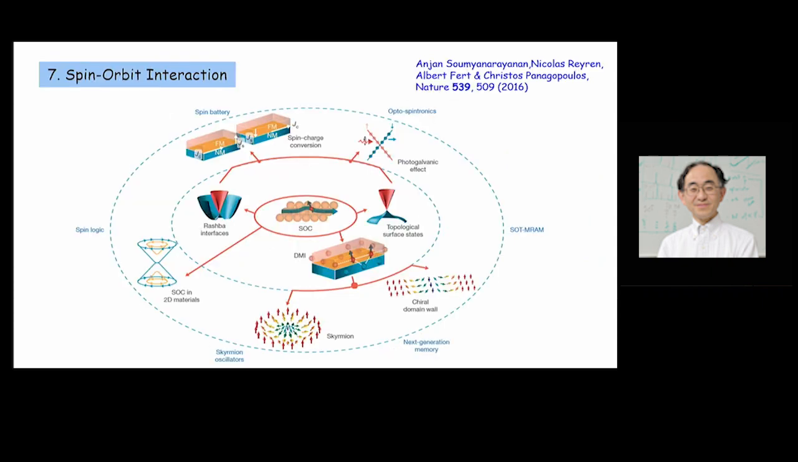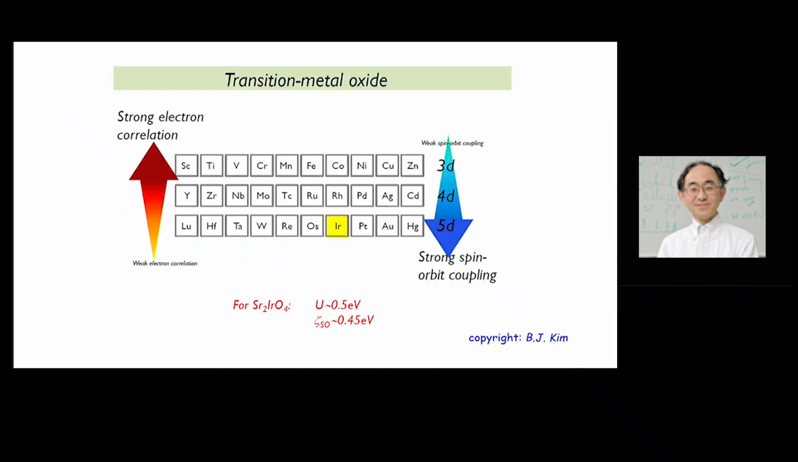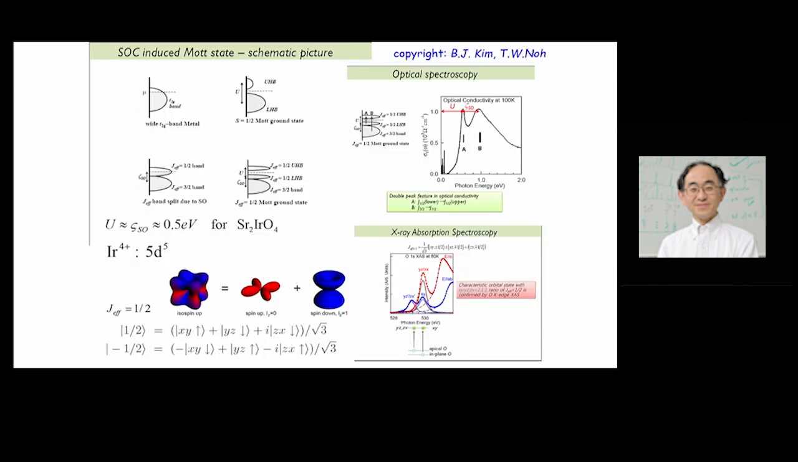And then let me mention the spin-orbit interaction. If you go down the periodic table, you increase your spin-orbit interaction, and also you decrease your Coulomb interaction because your orbital becomes more extended, right? So in these 4d materials, the iridates, the U and the spin-orbit interaction become comparable. In this situation, the picture is like that, and effectively you have the J_eff = 1/2 state.